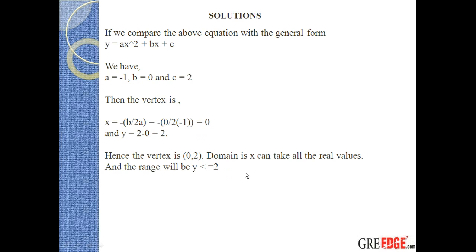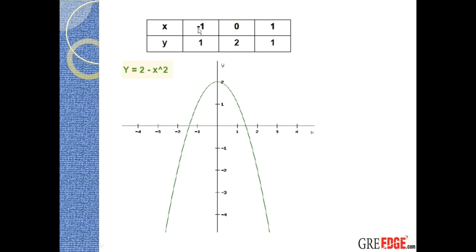Now take a value for x, one value below 0 and another value above 0. So you will have x as minus 1. Substituting, 2 minus minus 1 the whole square, 2 minus 1, 1. So y will be 1. Substituting x is equal to 1, a value above 0, you will have 2 minus 1, again 1. Okay, so that would be the downward parabola.